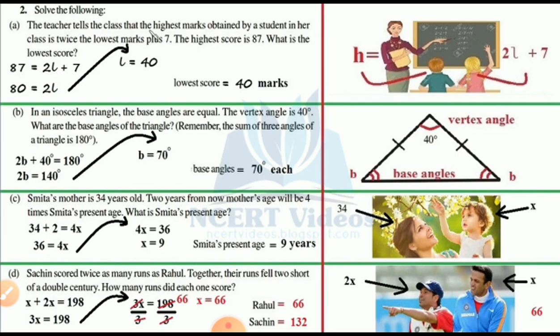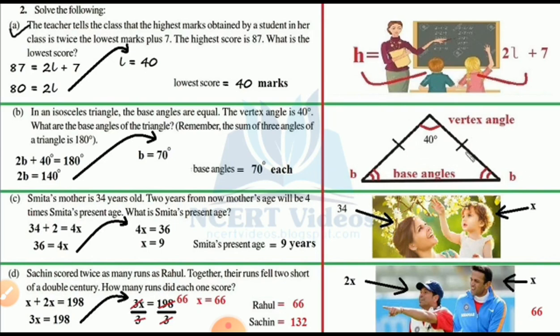Highest means double lowest plus 7. And the highest mark is 87, given in the question. So we have to find out the lowest mark. Read the questions carefully once again, you will get the correct answer. This equation we already made in our first exercise. 40 marks: 40 doubled is 80, then 80 plus 7.